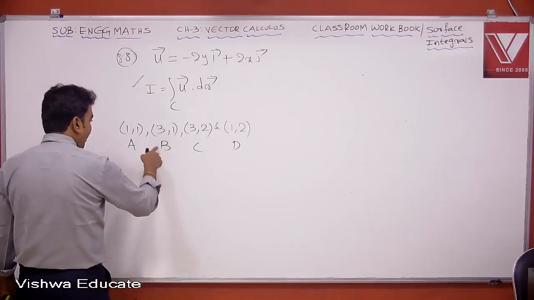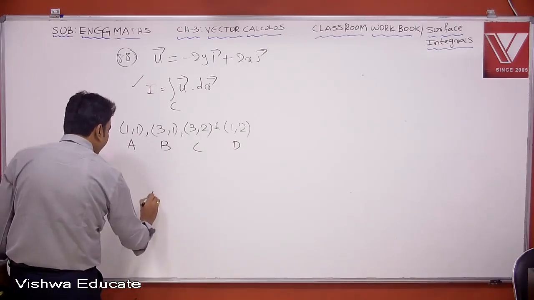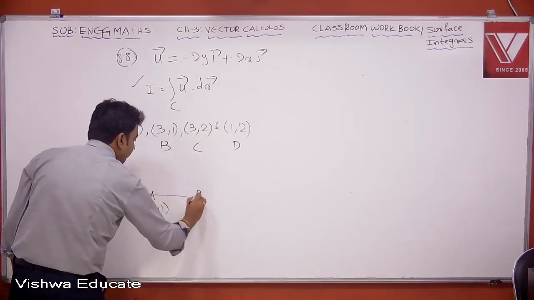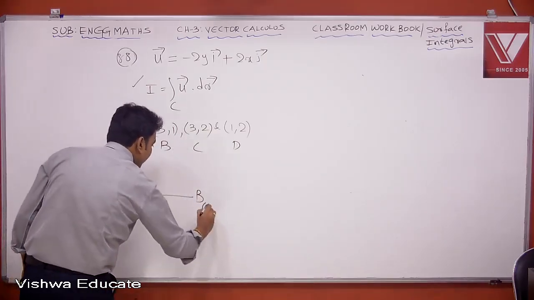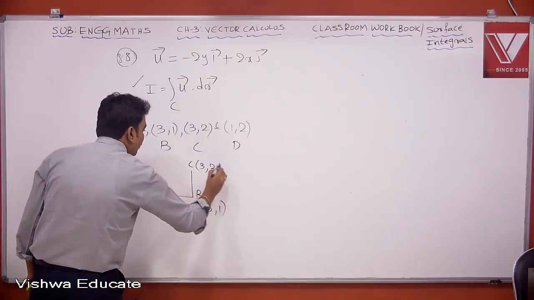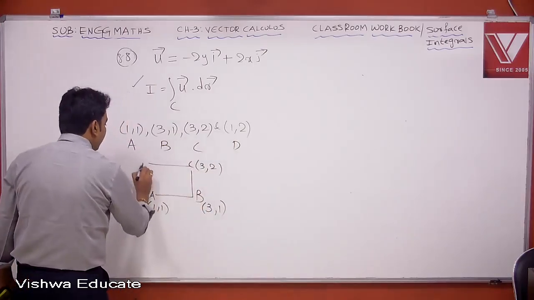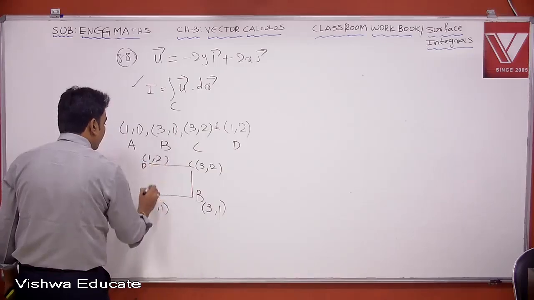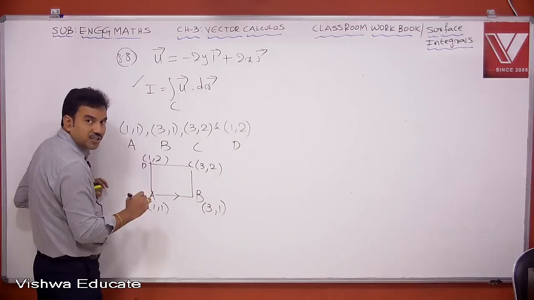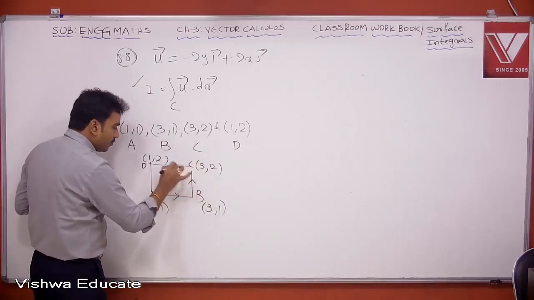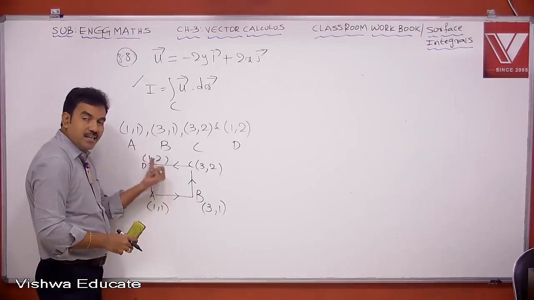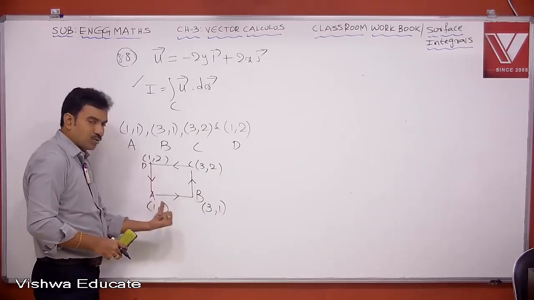Now I need to find this line integral. For example, point A is (1,1). Then B is (3,1). Next, B to C: C is (3,2). Next, C to D: this point is (1,2). So first find the line integral from A to B in this direction. Next B to C, next C to D, and again D to A. We started from A, and it must end at A. It is a closed loop.